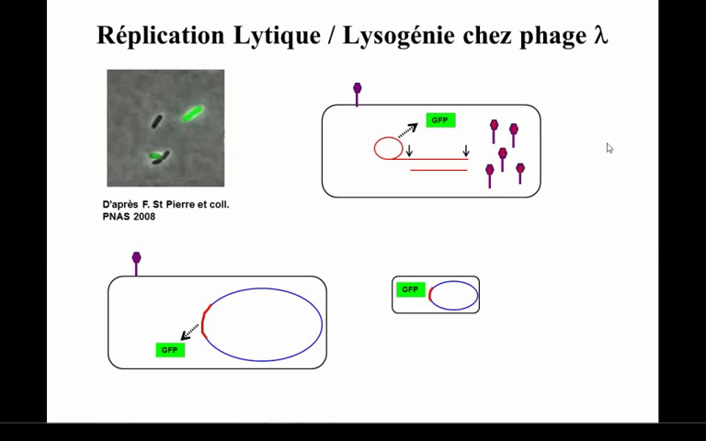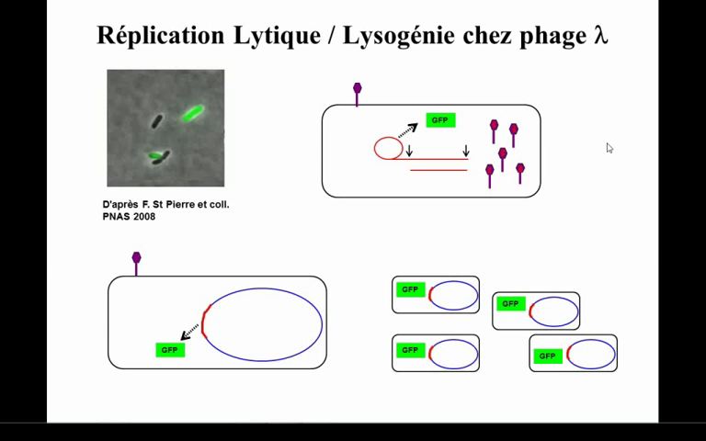So this cell will carry on growing and dividing. Every time it divides, it replicates its own genome, the bacterial chromosome, but it's also replicating a copy of the viral genome. So this virus genome, or the phage genome, incorporated into the bacterial chromosome is called a prophage.